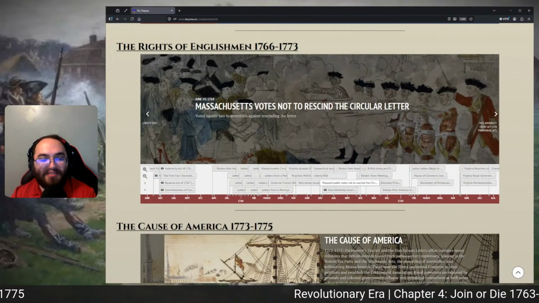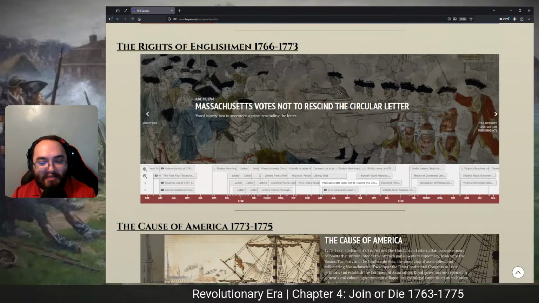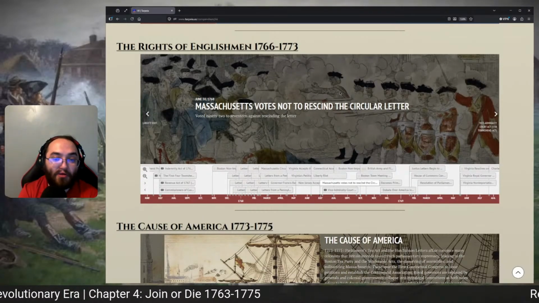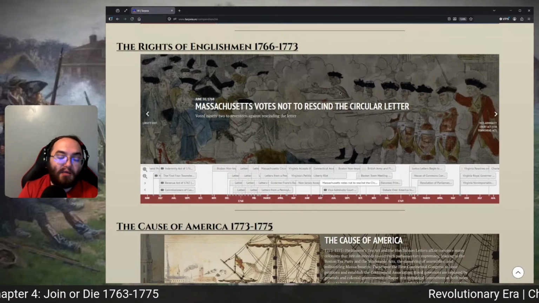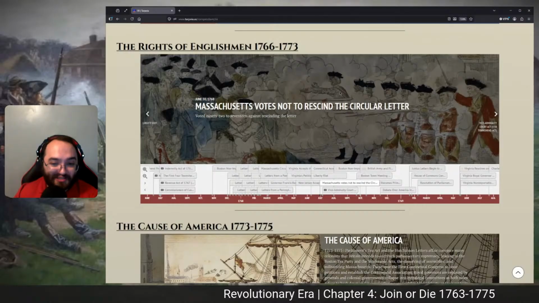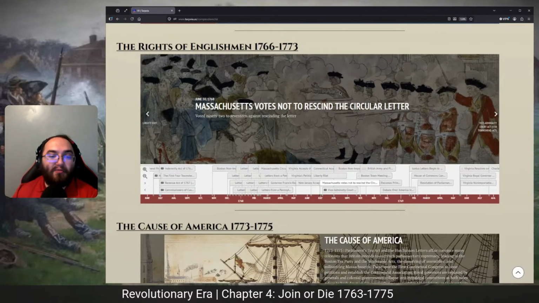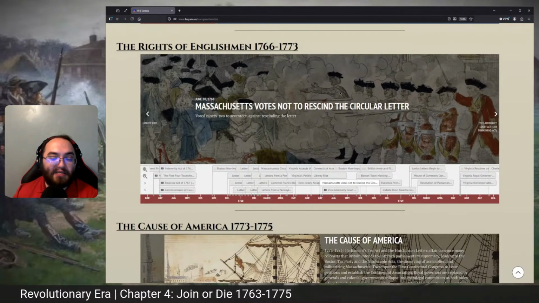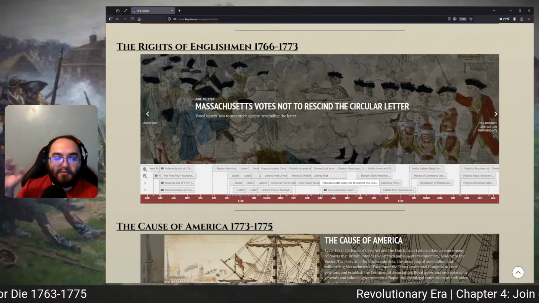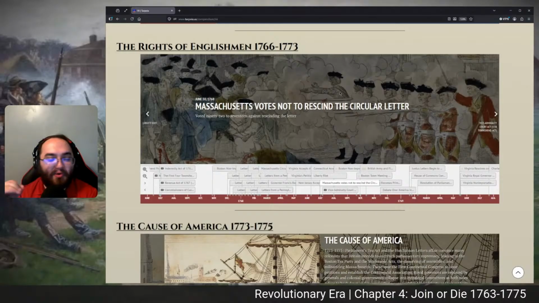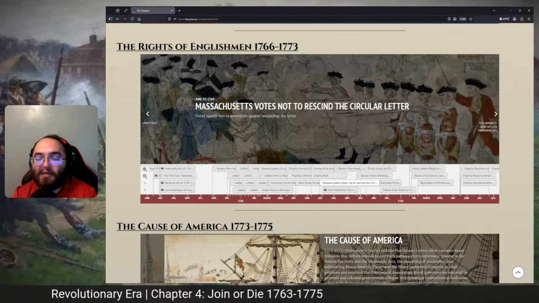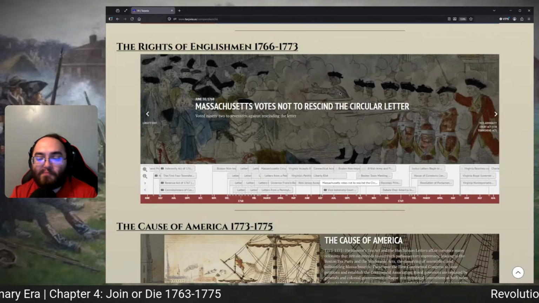Massachusetts votes not to rescind the circular letter. So remember Francis Bernard, the royal governor of Massachusetts, orders Massachusetts to rescind the letter. Massachusetts refuses to rescind the letter by a vote of 92 to 17. And so 92 will be a common number that is spread around, like the protest of 92 or the defiance of 92.